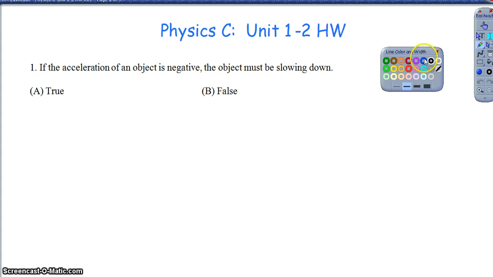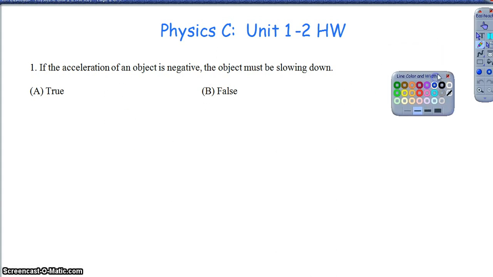Okay, so for part 1 of homework 1-2 here, let's just jump right in. Question 1: if the acceleration of an object is negative, the object must be slowing down. That one, hopefully we all are pretty comfortable saying is false, right? Just because it has a negative acceleration does not mean it's slowing down.